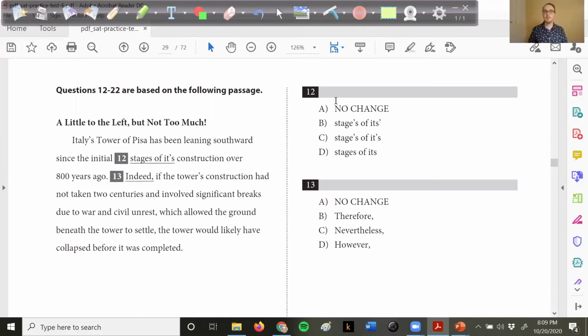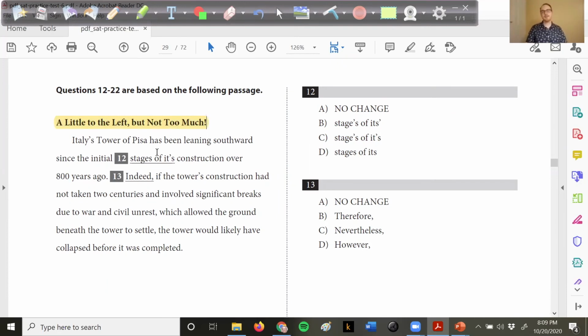So let's look a little bit at the Tower of Pisa. We probably won't be able to get all the way through, but who knows? So this one's called A Little to the Left, but Not Too Much. A title doesn't tell us much. Sometimes these titles are just distracting.